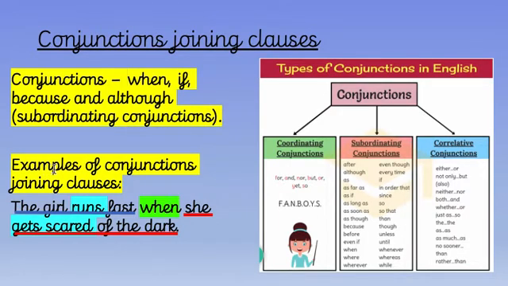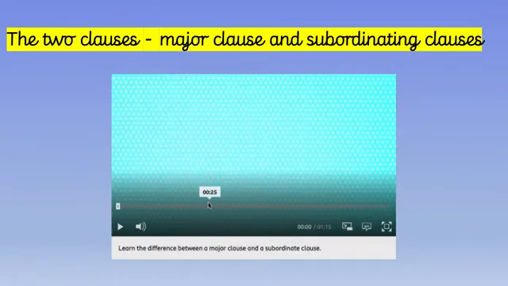And the example of a conjunction joining clauses that I've given you, I've underlined the two different clauses in different colours and the conjunction in green. So our first clause is the girl runs fast. Our verb in that is run. Then we've got the conjunction when. She gets scared of the dark. So our verb in the second bit is get scared, because that is the action. She is getting scared of the dark.